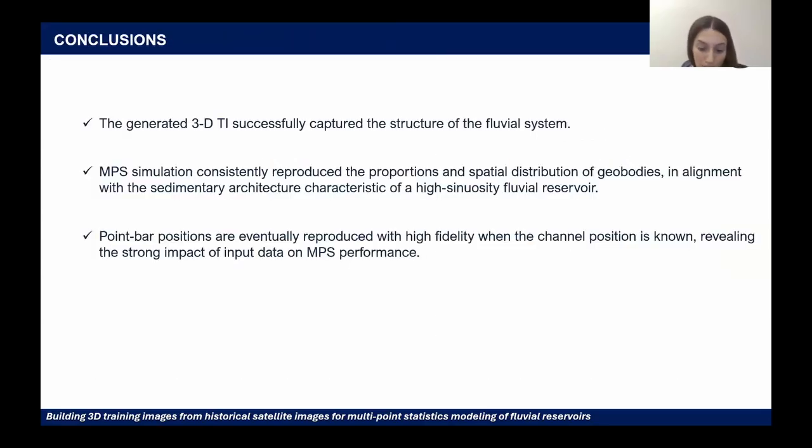So the conclusions so far of this work are that the generated three-dimensional training image successfully captured the structure of the fluvial system, and that the MPS simulations consistently reproduced the proportional spatial distribution of the digitized and identified geobodies in the historical satellite images, in alignment with the sedimentary architecture characteristic of a high sinuosity fluvial reservoir. And finally, the point bar positions are reproduced with high fidelity when the channel position is known, revealing the strong impact of input data on MPS simulation performance.